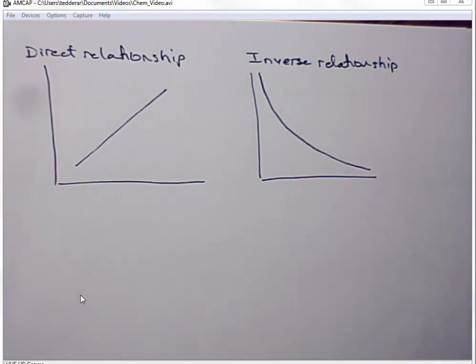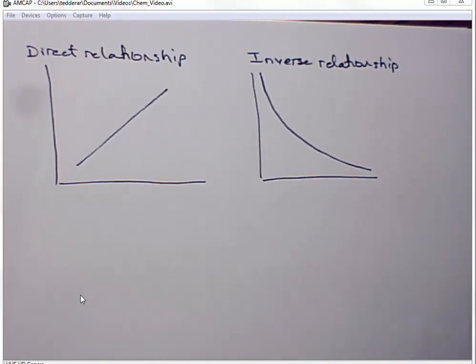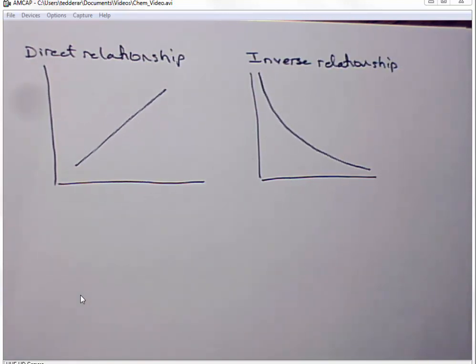Okay, so in a graph, if you get a straight line with a positive slope, that's a direct relationship between the independent and dependent variable measurements or calculations. In general, we call those measurements or calculations data.